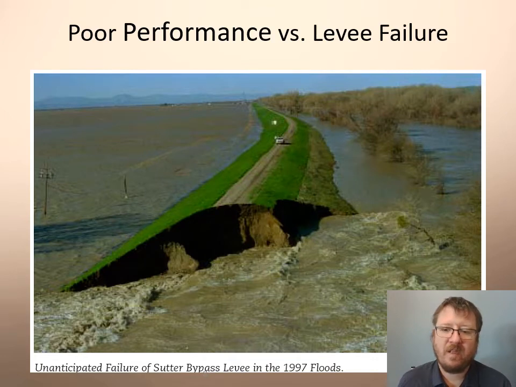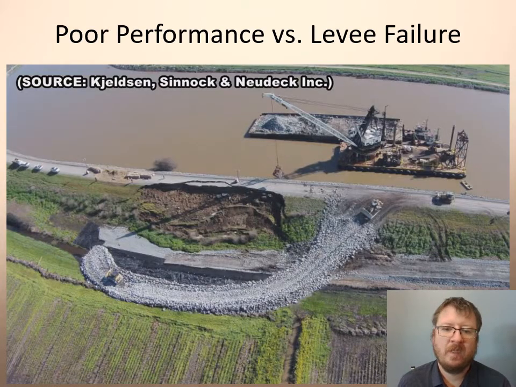Here we have a levee being loaded from right to left, and this is the Sutter Bypass levee in 1997, and we have a levee failure. Similar to the second photo we looked at, we have a slope failure, but not a levee failure, and so this would be considered poor levee performance in this slide.